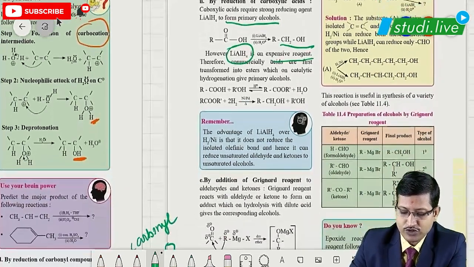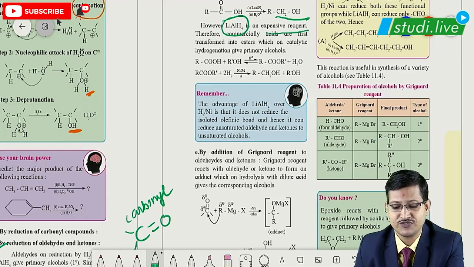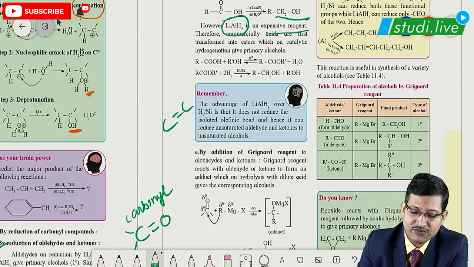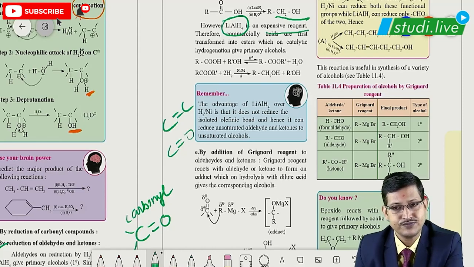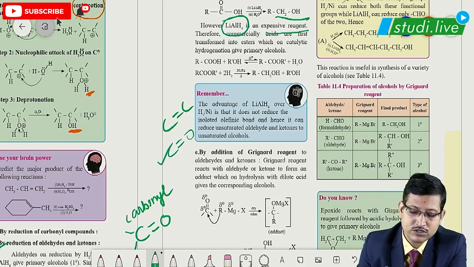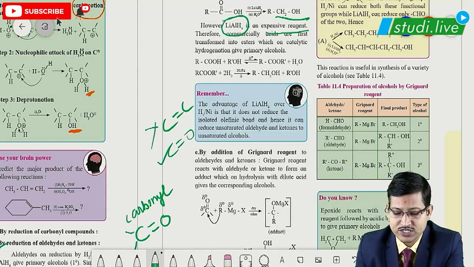Now again, something important for your competitive exams. What is the advantage of LiAlH4? The advantage of LiAlH4 is that it does not reduce the isolated olefinic bond, that is the carbon-carbon double bond. So if you have a carbon-carbon double bond and a carbon double bond oxygen, the use of LiAlH4 is only on C double bond O and not on C double bond C. The statement very clearly mentions the advantage of LiAlH4 is that it does not reduce the isolated olefinic bond.